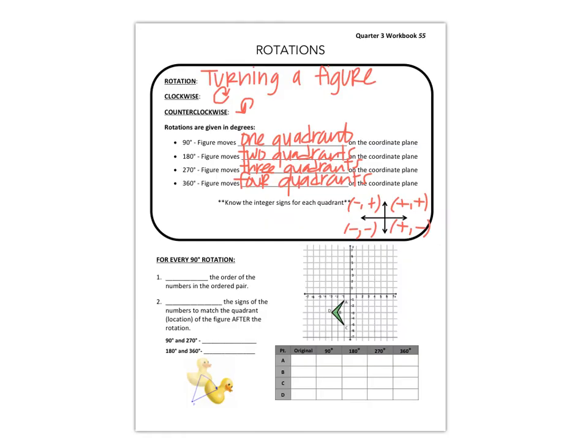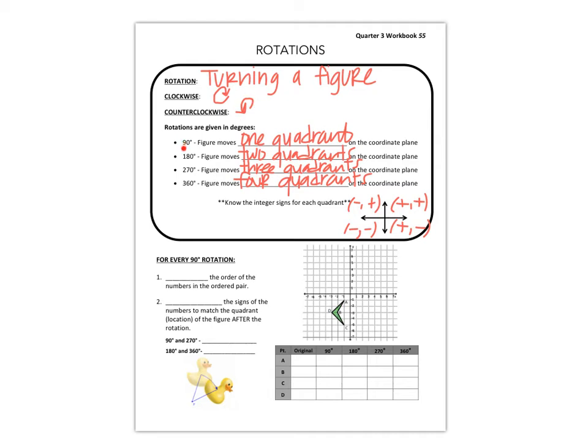So on page 55, we're going to focus on rotations. That has to do with turning a geometric figure. So clockwise, that's the direction the clock goes, is like this. Counterclockwise, like the coordinate grid, goes like this.